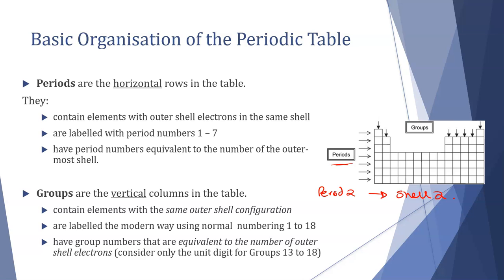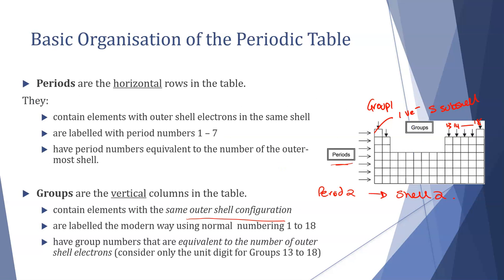Groups are the vertical columns in the table. These contain elements with the same outer shell configuration. So in group 1, this is in our S block, so it will have one valence electron in an S subshell. In group 2, they will have 2 valence electrons, group 13, 3 valence electrons, group 14, 4, and so forth to 18, which is our noble gases, which have 8 valence electrons.